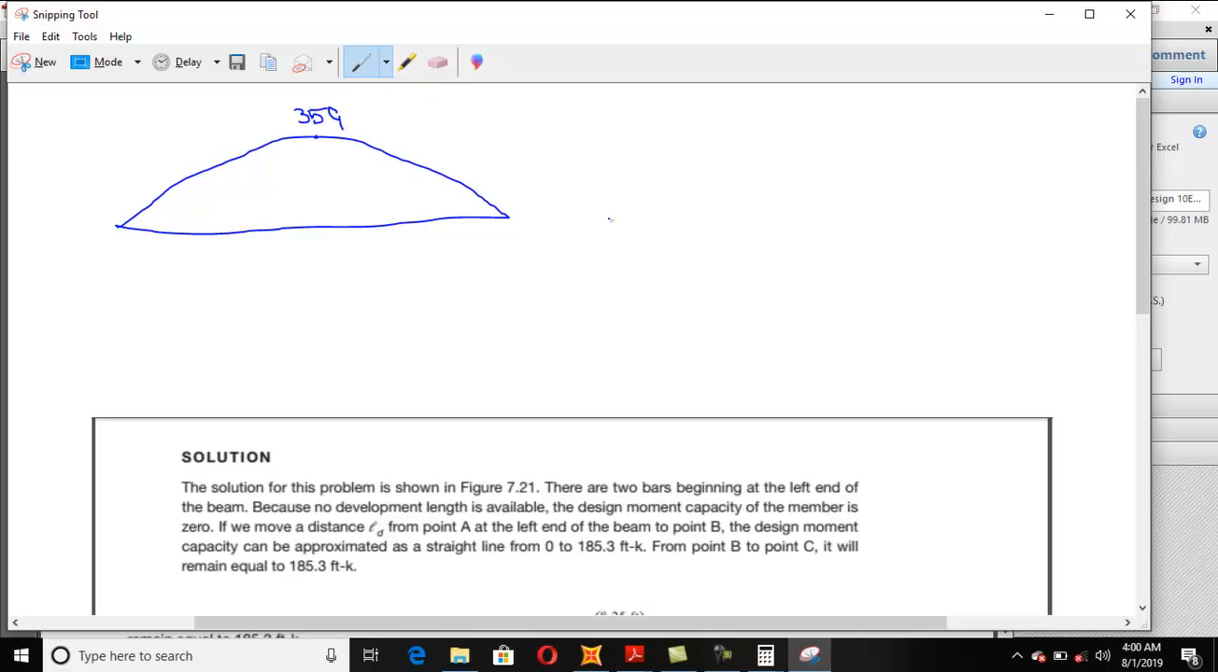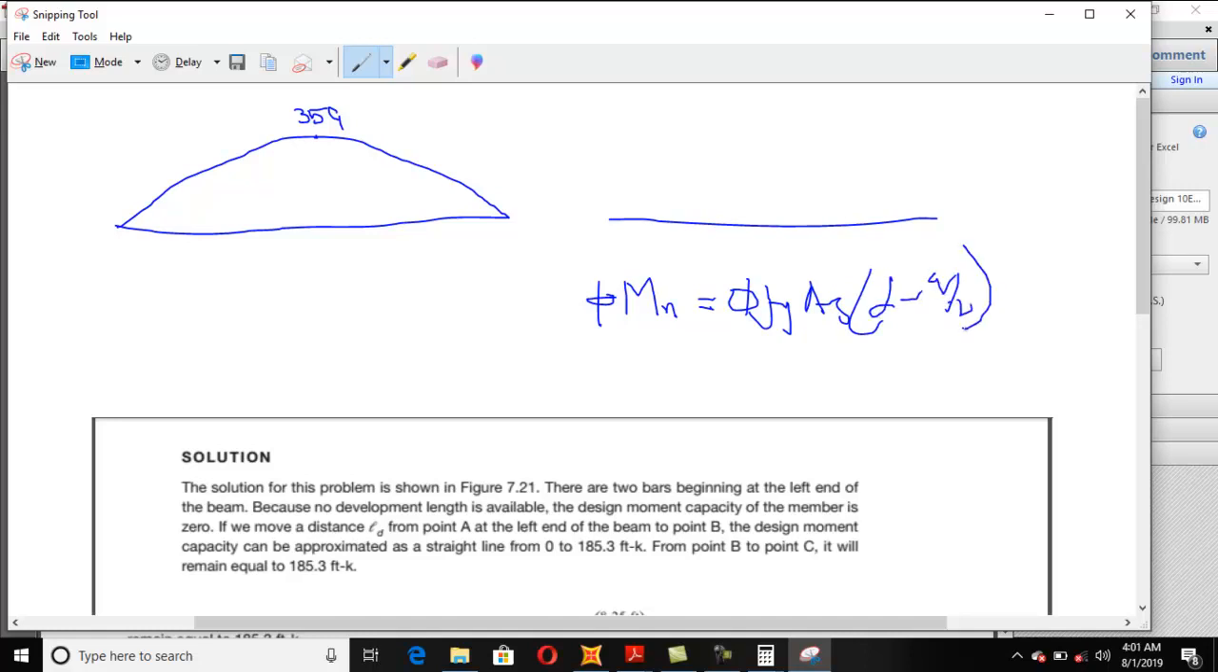Then you need to draw the moment diagram which is drawn on the basis of what formula? Which is drawn on the basis of the Mn formula. Clear? Which is drawn on the basis of phi Fy As into d minus a over 2. Now you need to draw this moment diagram on the basis of this formula.